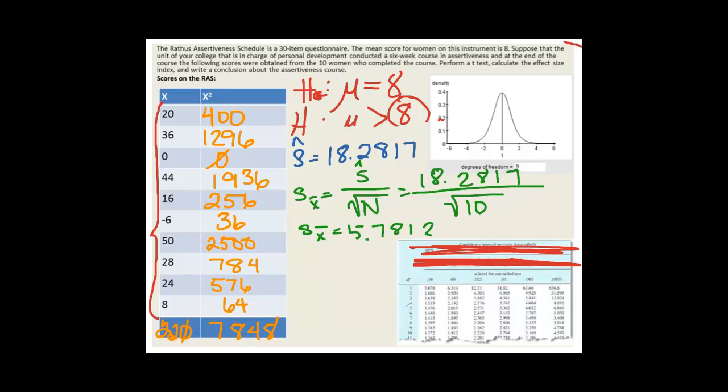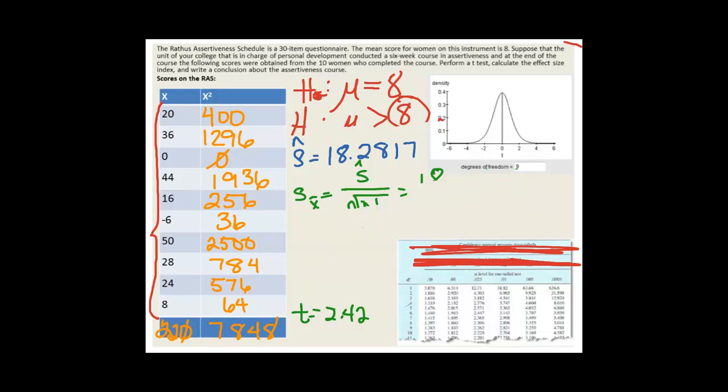Okay. So t-test statistic, I'm comparing my mean of 22 minus the national mean of 8 all over the standard deviation of sample means, which is 5.7812, and we get a t-test statistic of 2.42. Okay, now to make our conclusion, we need to know what the critical value is for this particular significance level and degrees of freedom.